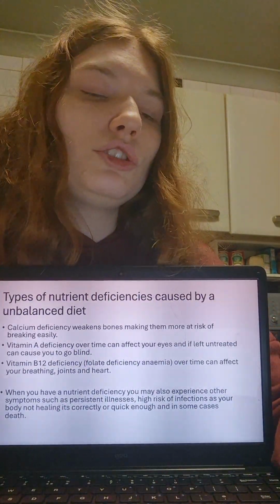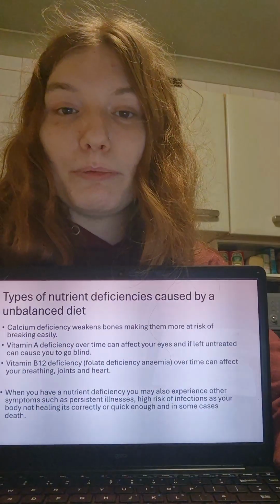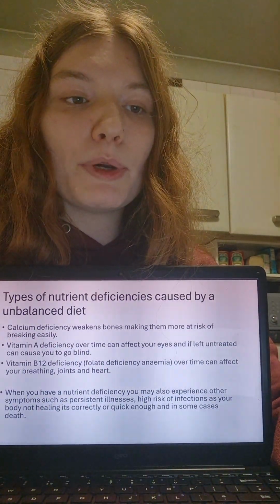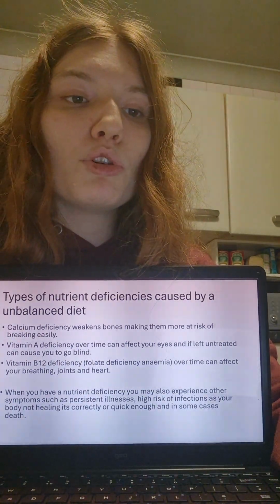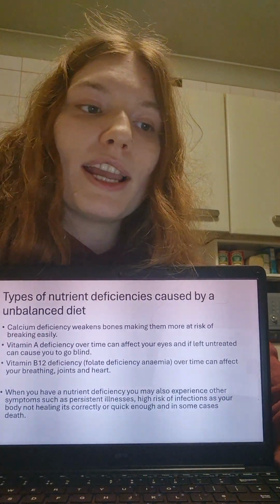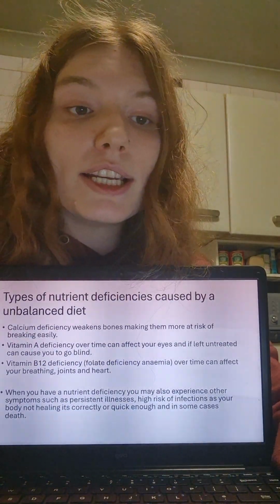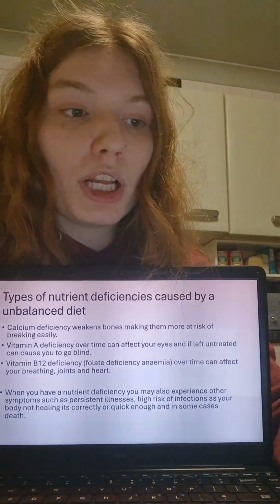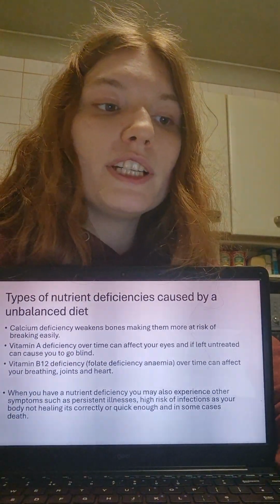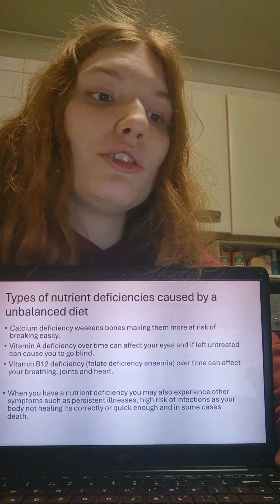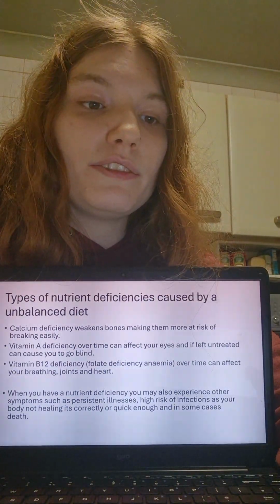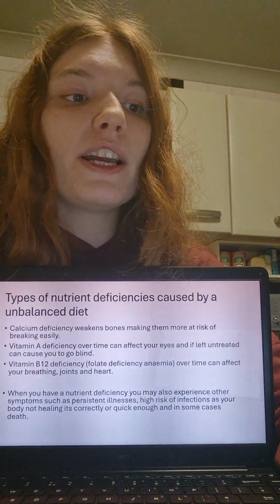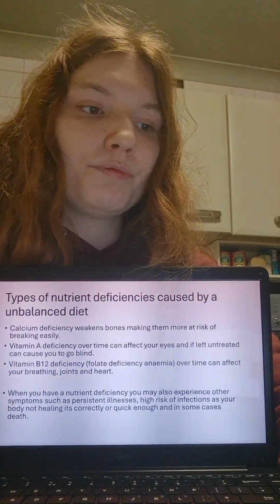Types of nutrient deficiencies, which can be caused by an unbalanced diet. A calcium deficiency weakens bones by making them more at risk of breaking. Vitamin A deficiency can affect your eyes and can make you go temporarily or permanently blind over time. Vitamin B12 deficiency, which is also known as folate deficiency anemia, which over time, if untreated, can affect your breathing, joints and heart.